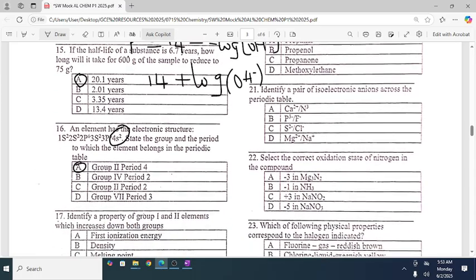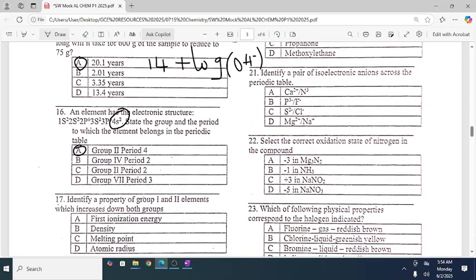Now 21. Identify a pair of isoelectronic anions across the periodic table. Let's first forget about the isoelectronic and focus on anions. Anions are ions that are negatively charged. So any pair I see here, the two of them have to be negatively charged. So option A is wrong. Option B might be correct, option C might be correct, and option D is wrong, because those are cations since they are positively charged. So I'm just left with option B and C to choose.